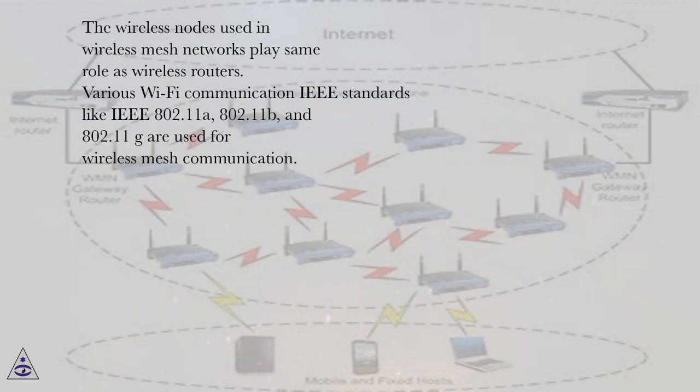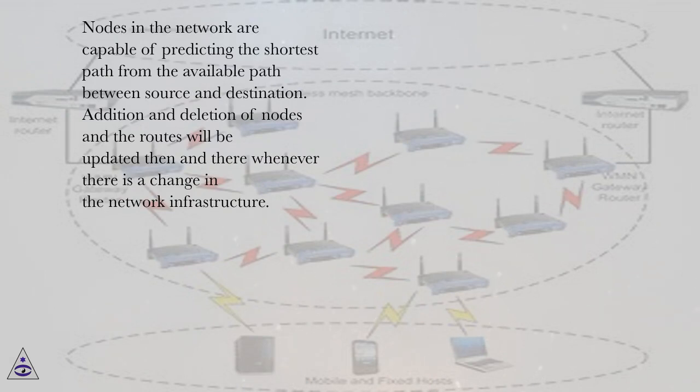The wireless nodes used in wireless mesh networks play the same role as wireless routers. Various Wi-Fi communication IEEE standards like IEEE 802.11a, 802.11b, and 802.11g are used for wireless mesh communication. Nodes in the network are capable of predicting the shortest path from the available paths between source and destination.